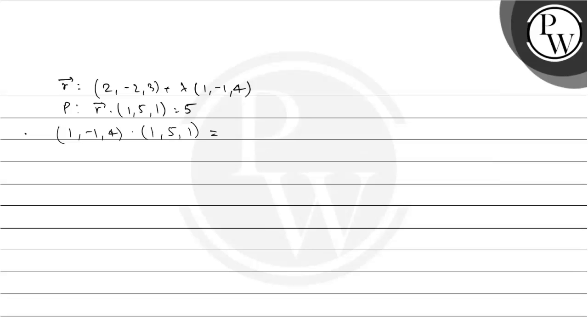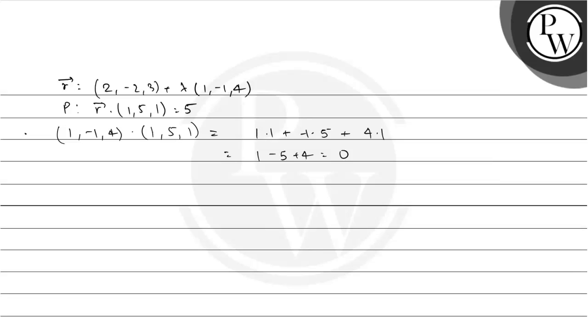And we know how to take a dot product, and this dot product is 1 times 1, plus minus 1 times 5, plus 4 times 1. This comes out to be 1 minus 5 plus 4, which is 0. Hence they both are perpendicular. The parallel line to our given line and the perpendicular line to our given plane are both perpendicular to each other. Hence the plane and the line must be parallel.